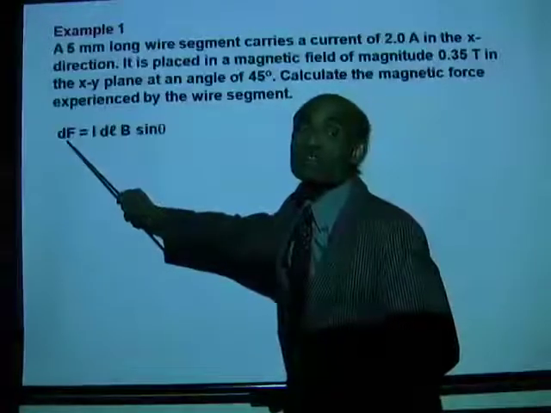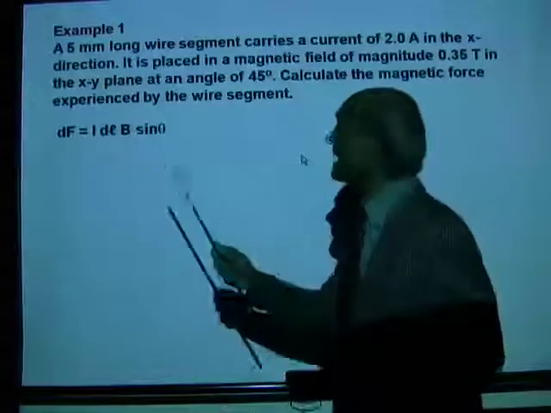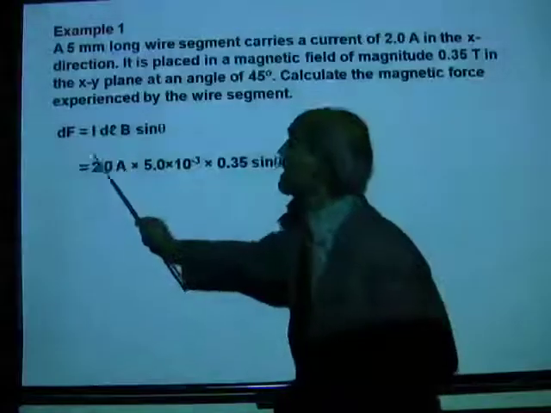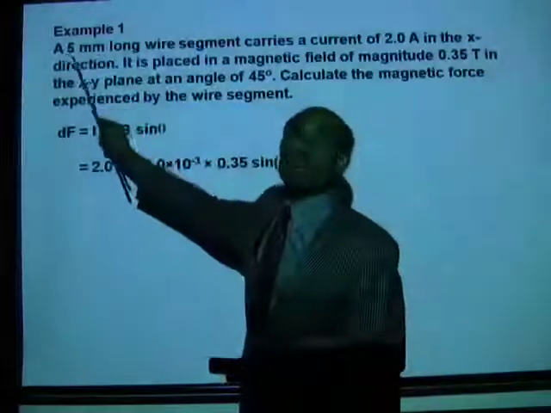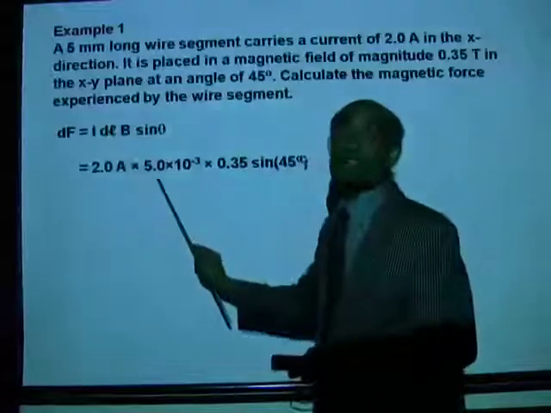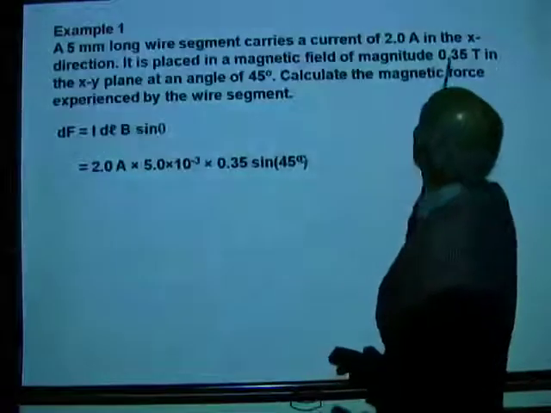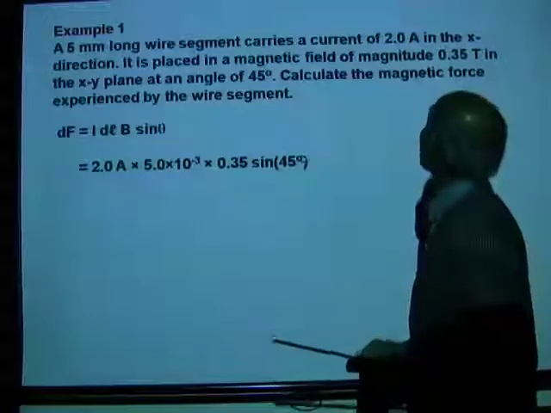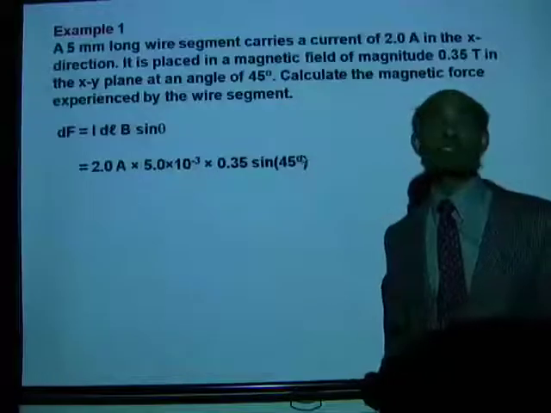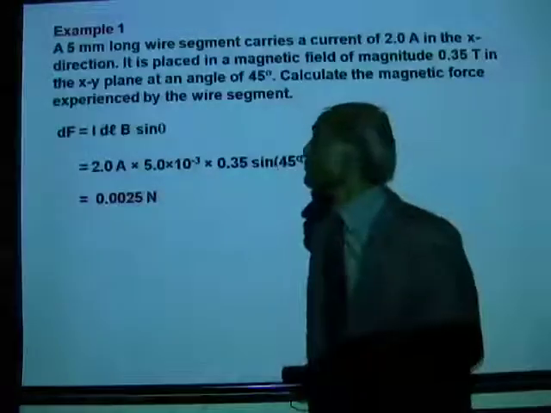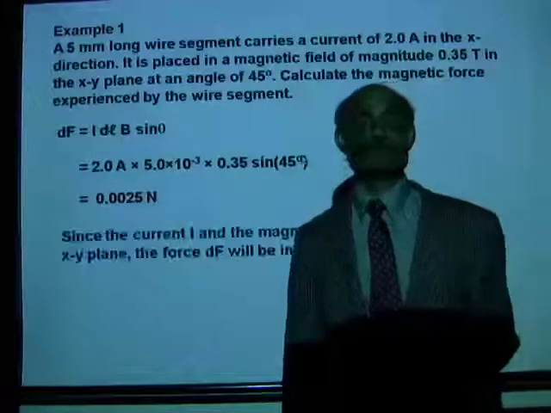Our equation is dF equal to I dl B sine theta. Do we have all these quantities? We have I as 2 ampere, dl, the length of the conductor is 5 millimeter, write that in meters. And do we have B? Yes, we have. It will be 0.35. And the angle is 45 degrees. And therefore that force is 0.0025 Newton. A very simple problem.